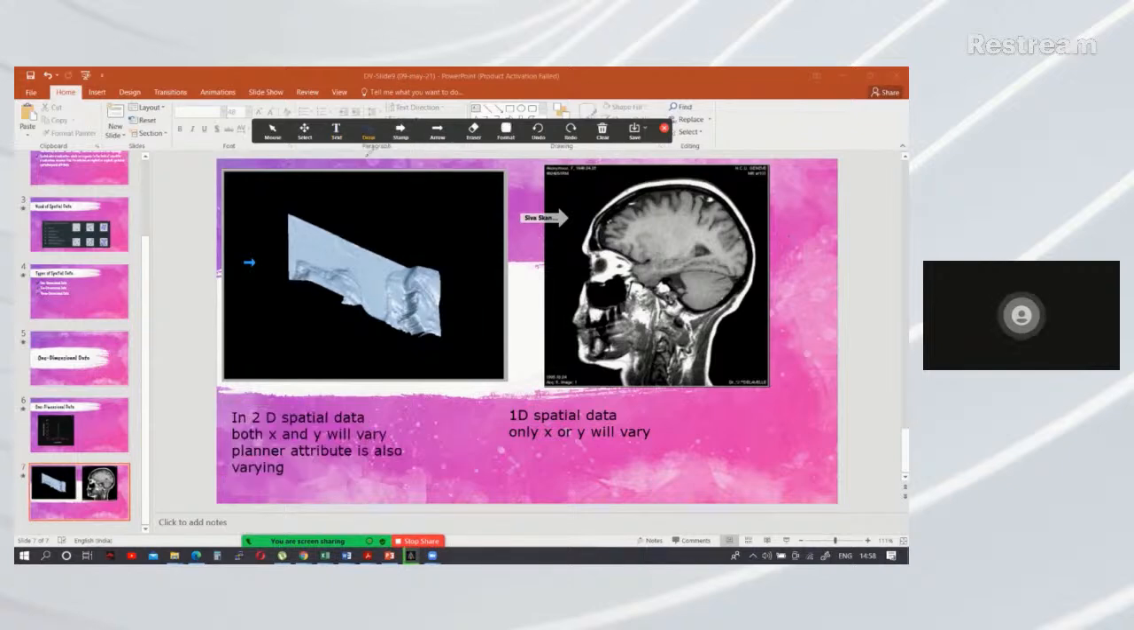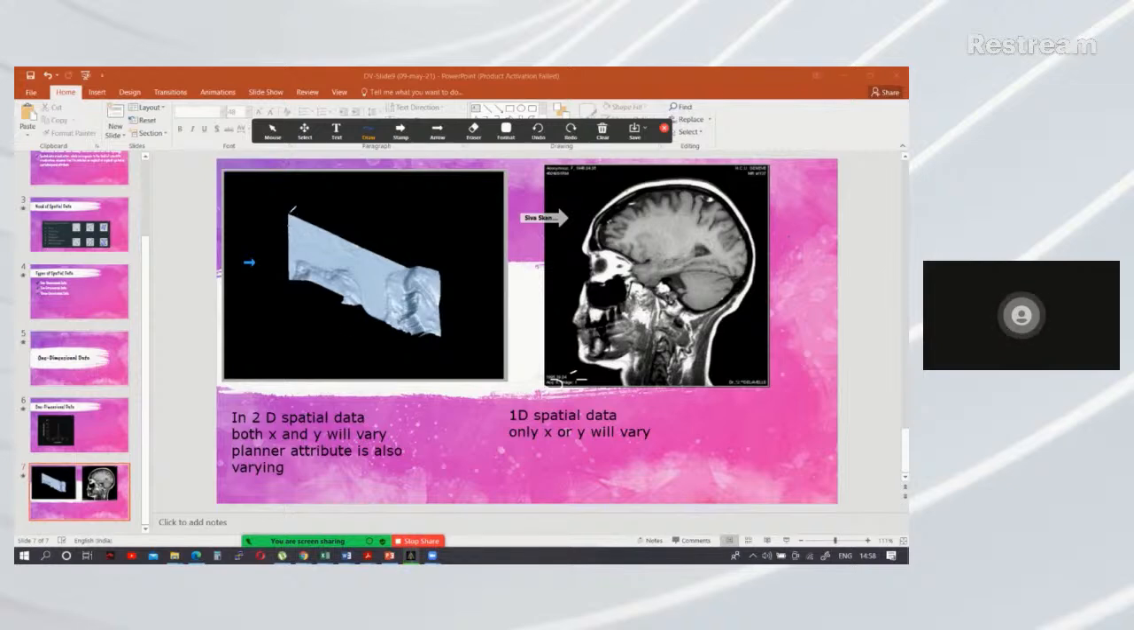Let us see one example of what you are seeing here. If you observe closely here, you find that that is the date and age, and this is the acquisition. So among the five slices, this is the first image.